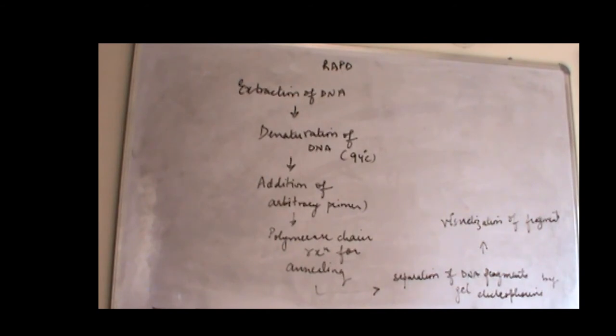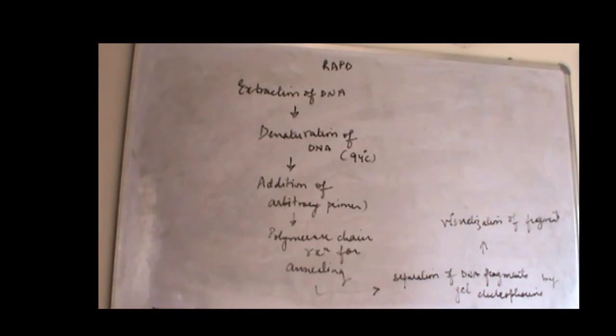Now after the amplification is done, the amplified products are separated with the help of gel electrophoresis techniques. How do they get separated? On the basis of their size. Now the decamer primers are commercially available from various sources, for example, Operon Technologies, where they can easily be obtained.